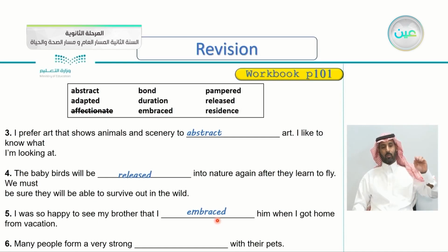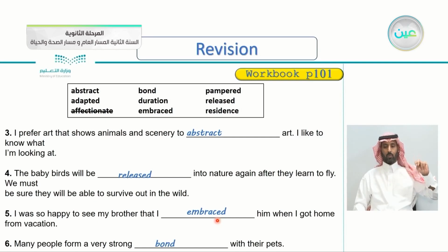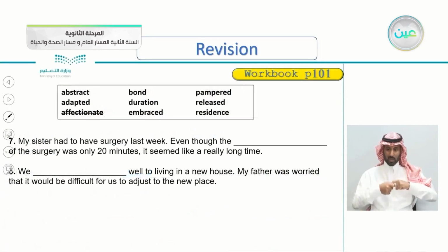Number 6, many people form very strong with their pets. Again, many people form a very strong with their pets. So they form very strong what with their pets? Yes, very good. A very strong bond. Many people form a very strong bond with their pets.